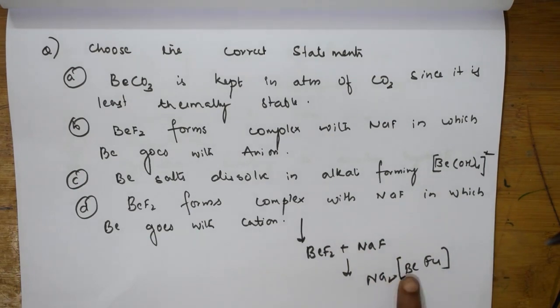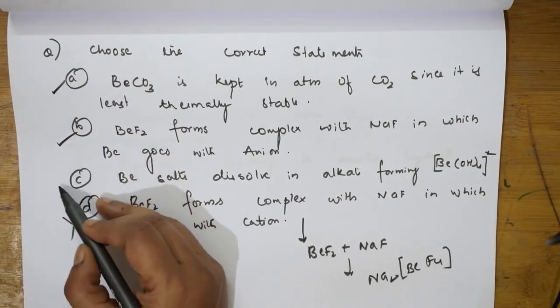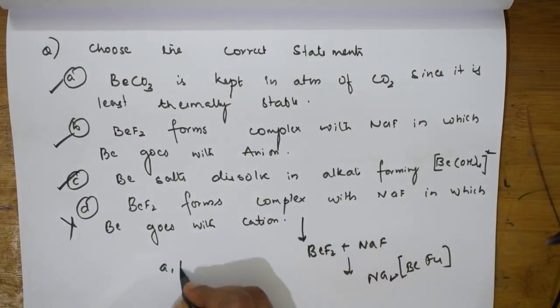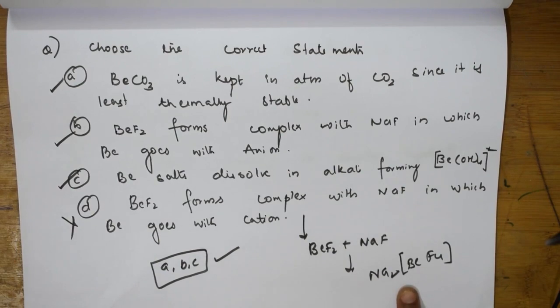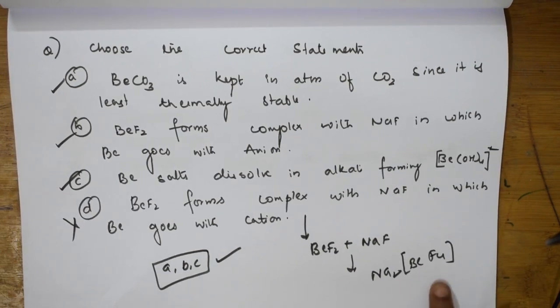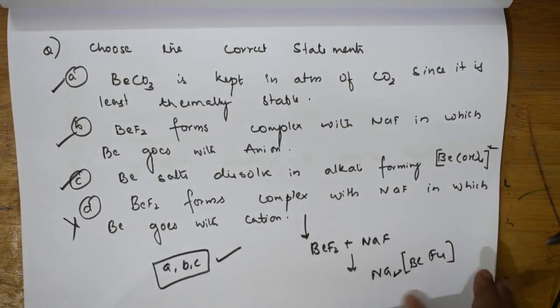What is that? Beryllium is going with anion, so this is a wrong option. This is correct, this is correct, this is also correct, right? So the answer is A, B, C, all 3 are correct. So this is how it forms. It does not go with the cation, it goes with the anion. This is where you need to be careful. Yes.